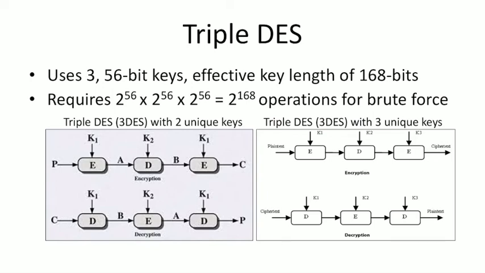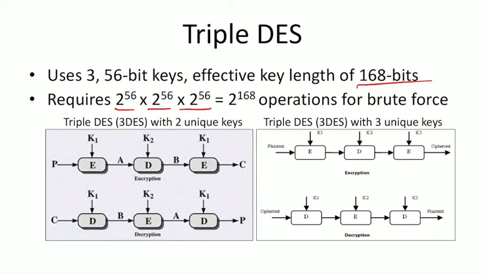So due to the meet in the middle attack on double DES, the data encryption standard was replaced with triple DES and not double DES. Now, triple DES uses 3 56-bit keys, resulting in an effective key length of 168 bits. So now for brute force attack, we need 2 raised to power 56 into 2 raised to power 56 into 2 raised to power 56, which is 2 raised to power 168 operations. Meet in the middle attack is still possible, but it is more complex as compared to double DES.